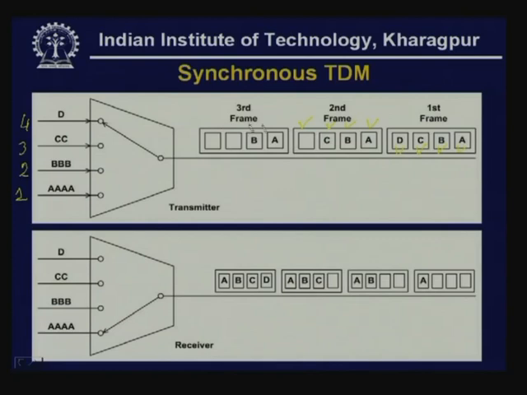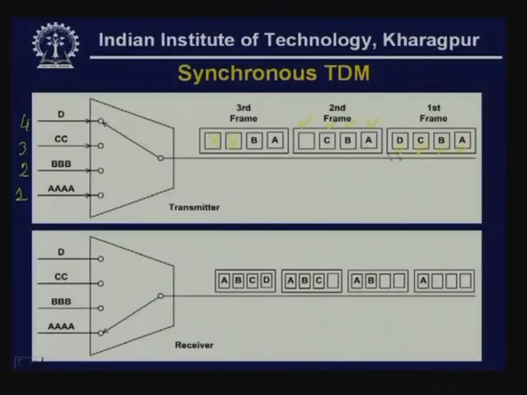And when we prepare the third frame, the first 2 slots are filled up by the third characters from source 1 and source 2 respectively. So, in slot 1 the third character A, and in the second slot the third character B, but these two slots remain empty because there is no data. At the receiving end, however, they can be received and sent to different destinations. As you can see, this A will go here, this B will go here, this C will go here, this D will go here. So, there is no problem in multiplexing and demultiplexing.